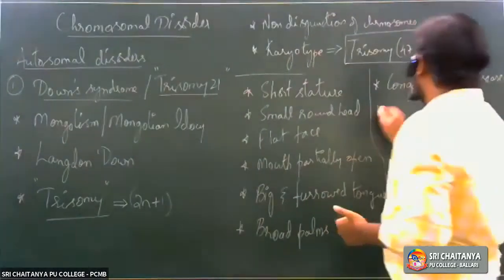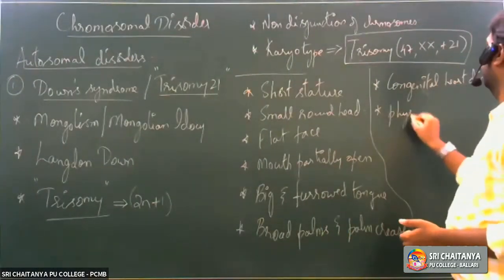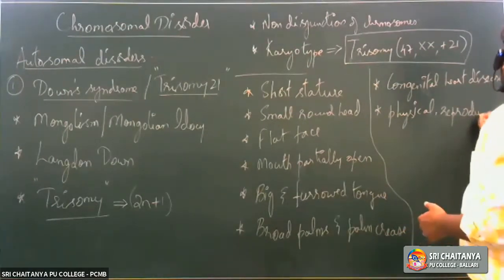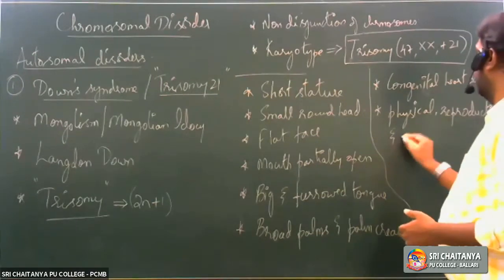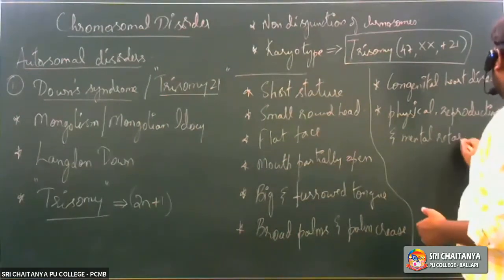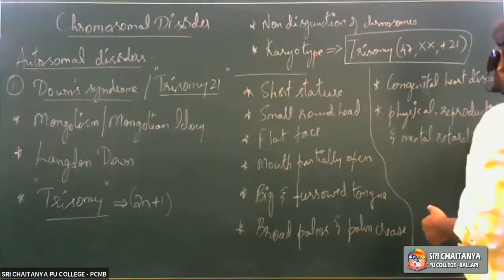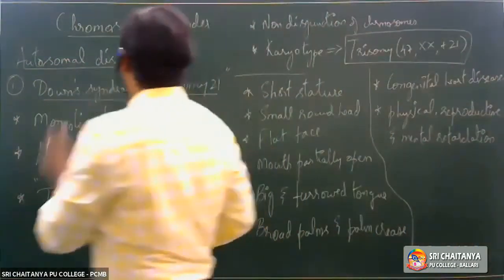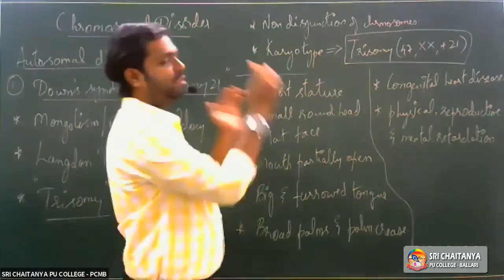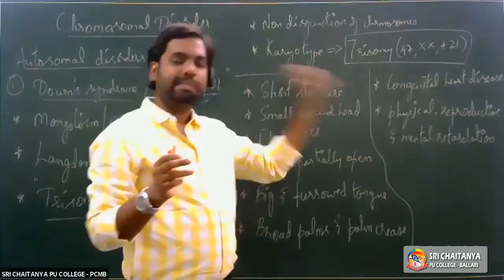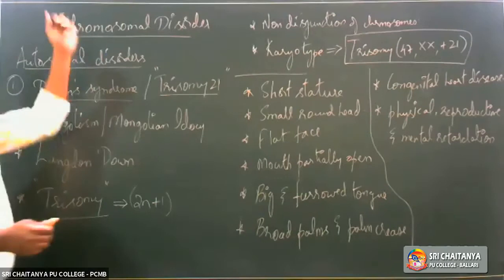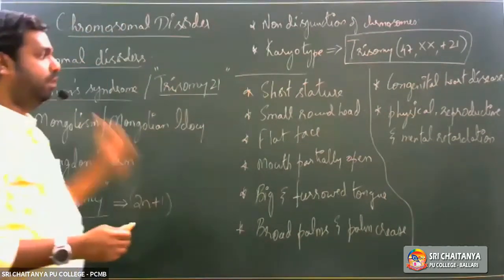And along with that, they also have physical, reproductive, as well as mental retardation. So these are some of the symptoms, or rather conditions, which are associated with Down syndrome, right? Since all of these symptoms are seen grouped and they consistently occur in that particular individual, we start calling this a syndrome. So what are the symptoms that are seen in this particular individual?